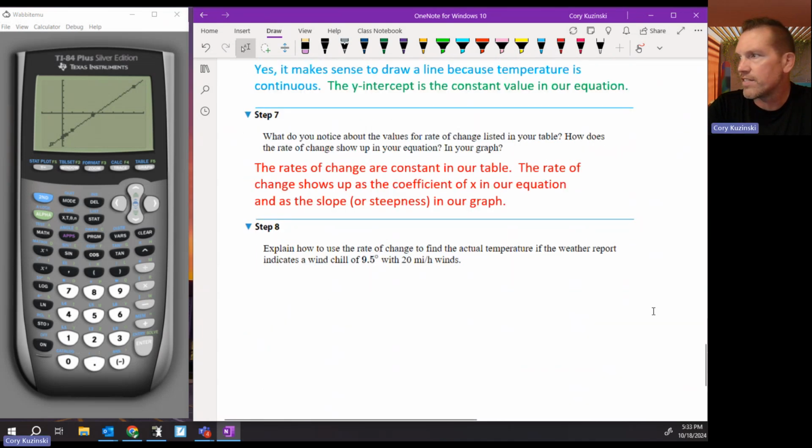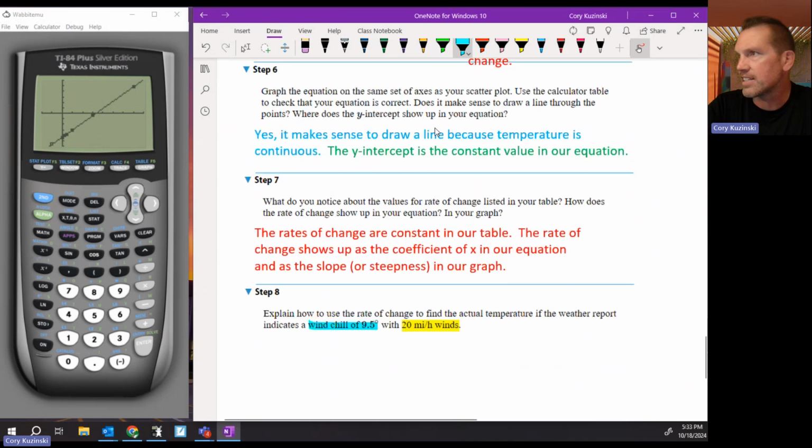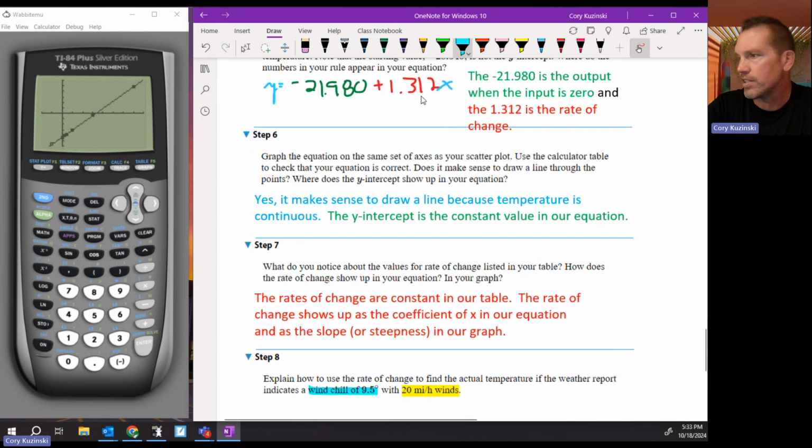Explain how to use the rate of change to find the actual temperature if the weather report indicates a wind chill of 9.5 with 20 mile per hour winds. It's good that they said 20 mile per hour winds because this equation only works for 20 mile per hour winds, but then they're giving us a wind chill. That's our output. Remember that. So they're basically asking us to use this equation.